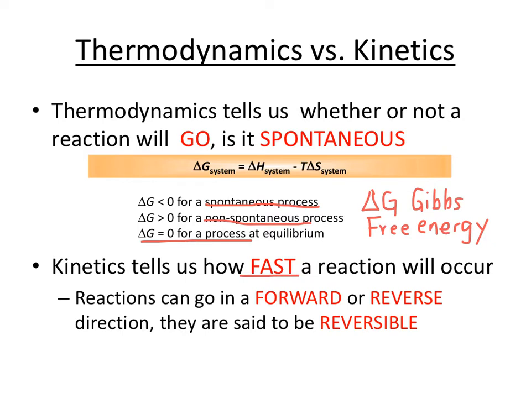One thing I'd like to point out at this point is that reactions can go in a forward or reverse direction, and if they can do either, then they are said to be reversible. We haven't talked much about this yet, but when we have a reversible reaction, we'll write it using a double arrow. So kinetics, again, is how fast a reaction will go.